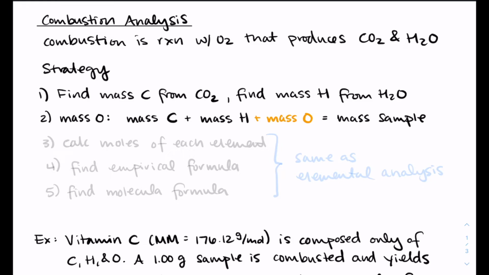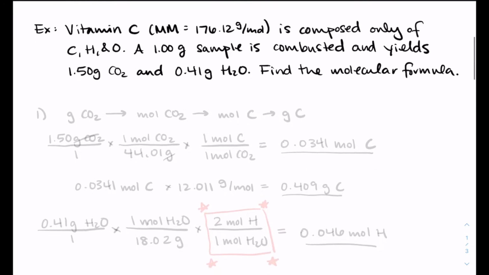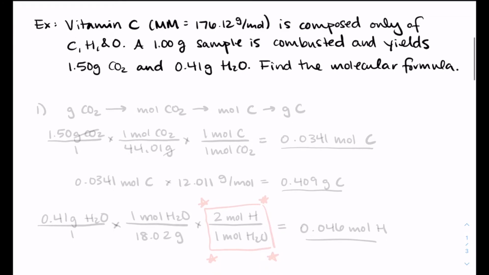Then steps 3 through 5 are the exact same as elemental analysis. We will have the mass of each element, so we will calculate the moles of each element, use the number of moles to write a preliminary formula, which is kind of like a step 3.5 that's not written. Then find the empirical formula, and if we have enough information, find the molecular formula. Let's do this with vitamin C, which has a molar mass of 176.12 grams per mole.